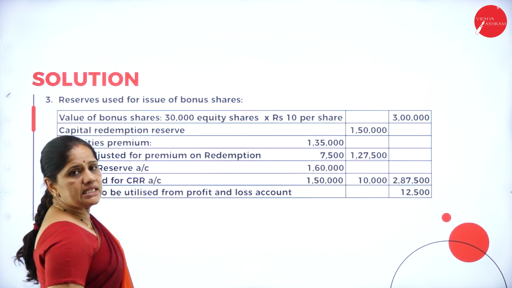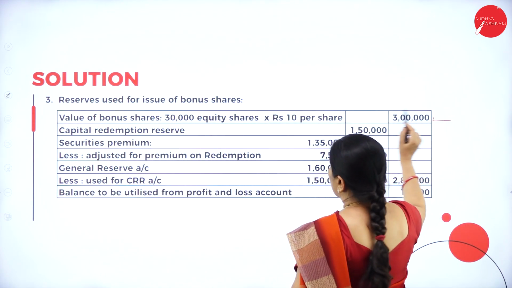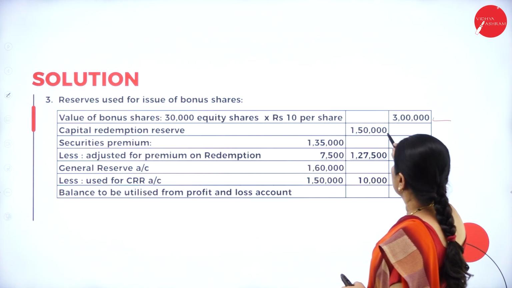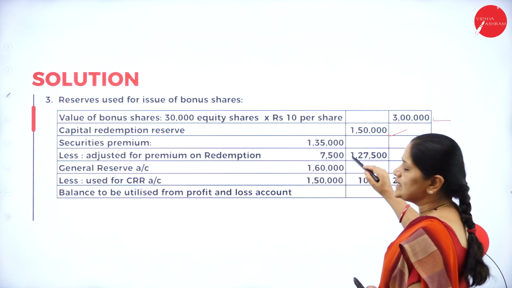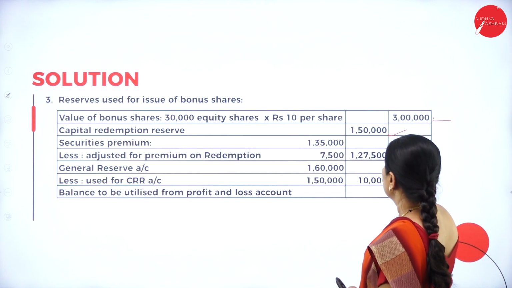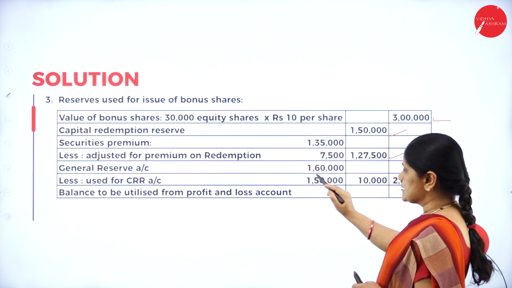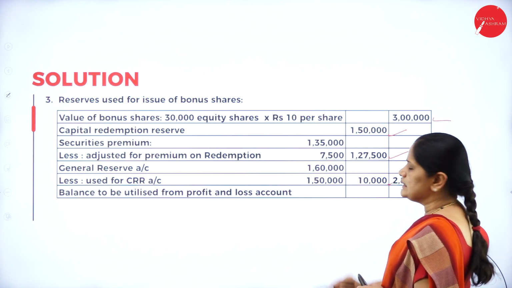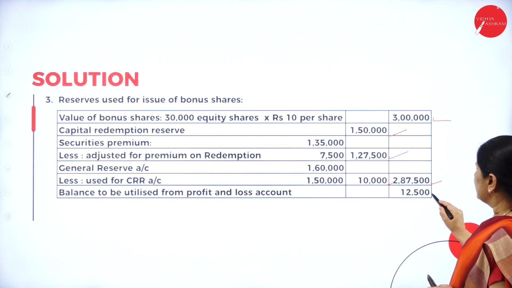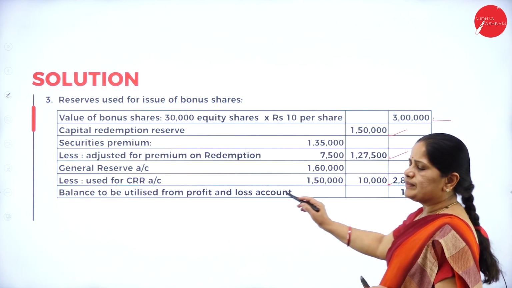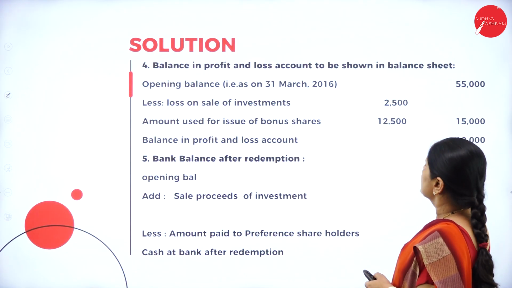Then next is the reserves used for bonus issue. The value of bonus issue is 3 lakhs. Out of 3 lakhs, capital redemption reserve I have used 1 lakh 50,000. Securities premium 1 lakh 35,000, out of that 7,500 I have used for payment of premium, so 1 lakh 27,500 I am using. General reserve account 1 lakh 60,000, out of that I have used 1 lakh 50,000, then 10,000 is remaining. So 2,87,500 I have here. Then the rest of the money I am making use of from the profit and loss account, 12,500.